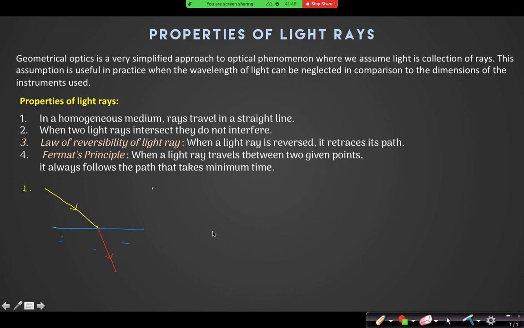Second property: when two light rays intersect, they do not interfere, right? If one light ray was propagating in this direction, and another light ray was propagating in this direction, they will propagate as if there is no interaction at the point where they meet. This is the property of light rays, but it is not possible in the case of light waves.